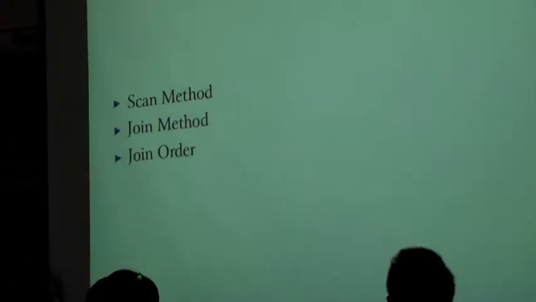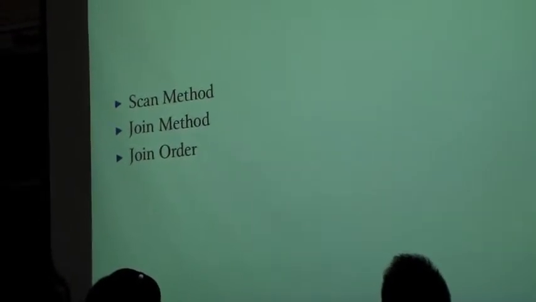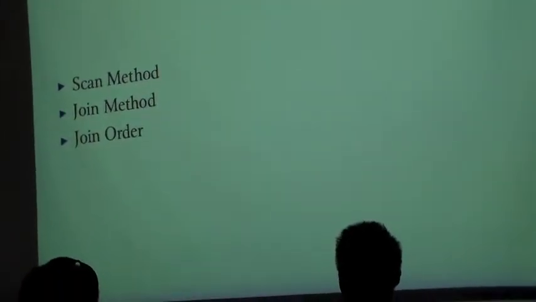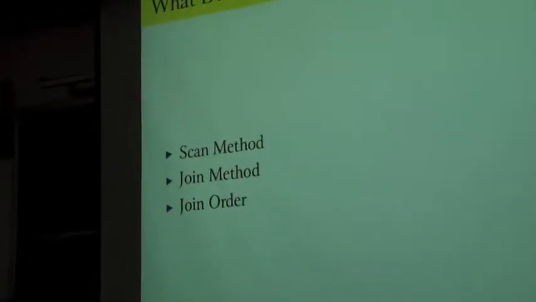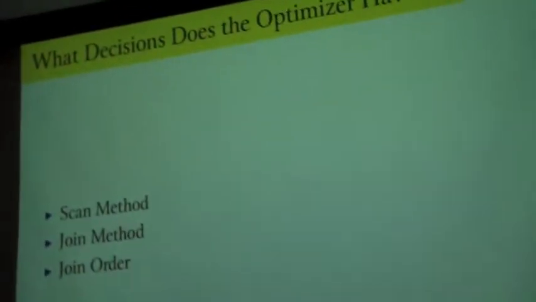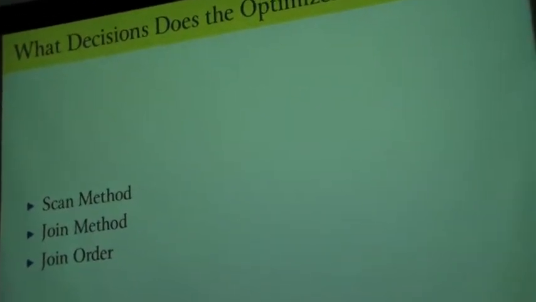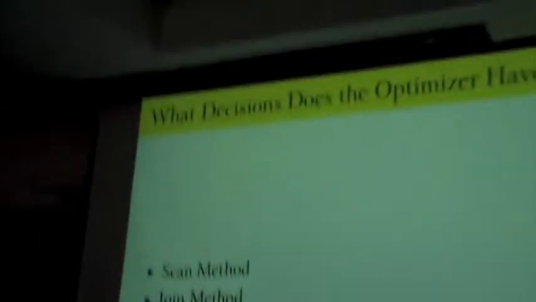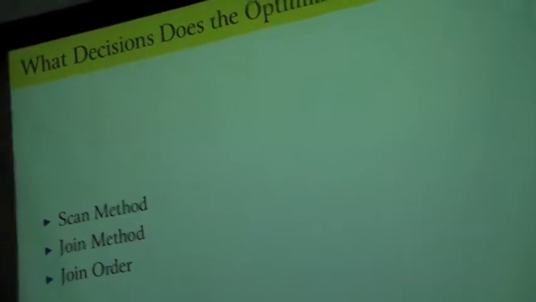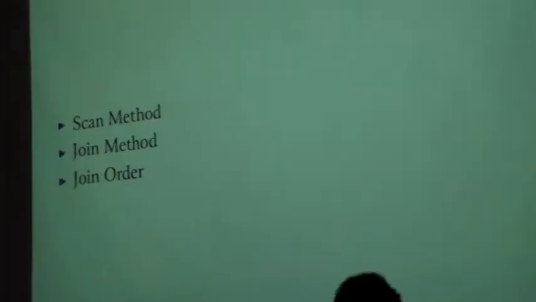What things does that optimizer have to do? What things does it have to decide? There's three major areas that it has to make decisions on. One, what is the scan method that's going to be used to get at the data? And I'm going to go into specifics about what scan methods are available in Postgres. Secondly, what join methods are going to be used. We're going to show you specific examples with diagrams and show you exactly what join methods are.